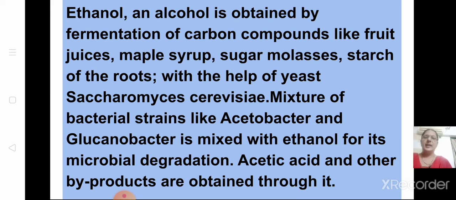Then what is formed? Acetic acid is formed and other byproducts are obtained from this. This is the third step. So the first one was ethanol. From ethanol, with the help of the yeast Saccharomyces, what happens? Fermentation of carbon compounds happens with the help of the yeast called Saccharomyces cerevisiae. Then a mixture of what is added? Acetobacter and Gluconobacter is added to the ethanol for its microbial degradation. After that, what is formed? Acetic acid and other byproducts are formed. This is the third point.